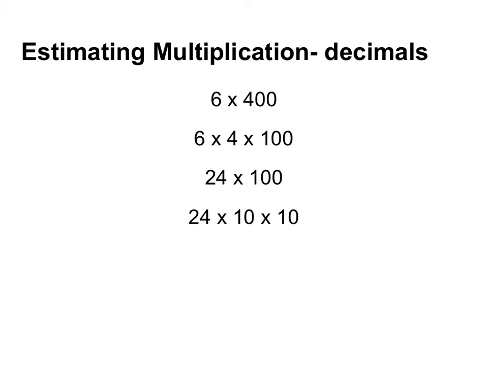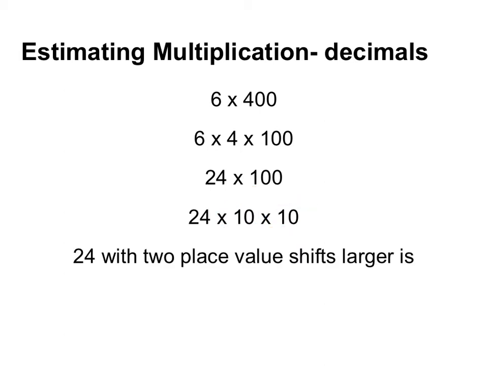Now, as you get more comfortable with this, and some of you might already be there, you're not going to need to write out that 100 is 10 times 10. But I find it helpful just to see it so that I can see every single 10 that I am multiplying by. So here I have 24 times 10 times 10, which means multiplying by this 10 is giving me one shift larger. Multiplying by this 10 is giving me another shift larger. So this is going to be 24 with 2 place value shifts so that the number is larger.